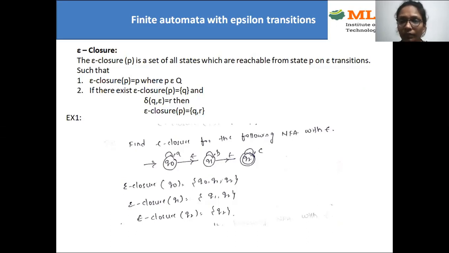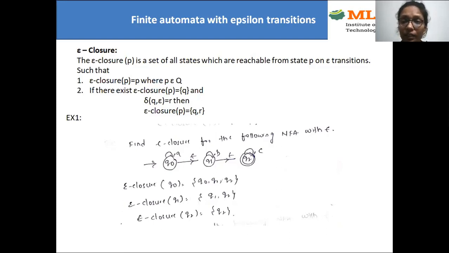While converting from NFA with epsilon to NFA, we need to find out the epsilon closure. So for that purpose, here you're going to learn finding epsilon closure. But before that, what is the definition of epsilon closure? Epsilon closure of P is the set of all states which are reachable from state P on epsilon transitions, such that epsilon closure of P contains P, where P belongs to Q.